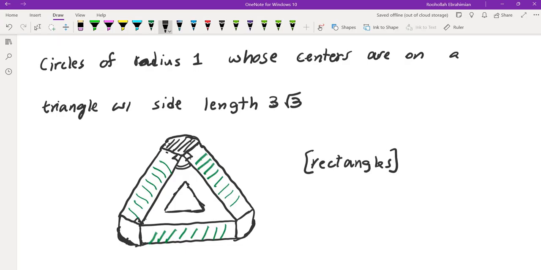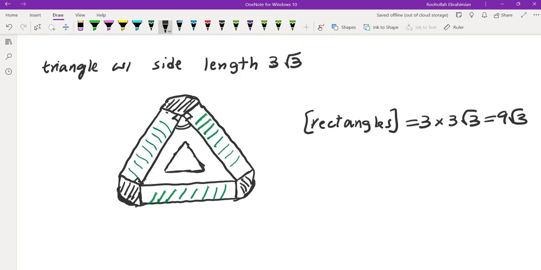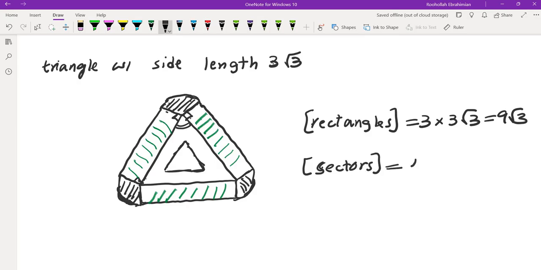The area of the rectangles is 3 times 3 root 3, which is 9 root 3. Now we need the three sectors. Each of them is a third of a circle, because we have three sectors of central angle 120 degrees. So the area of the three sectors is a whole circle, so it's pi r squared, and the radius is 1. Now we'll have to evaluate this region.